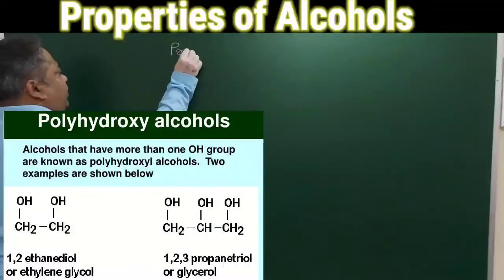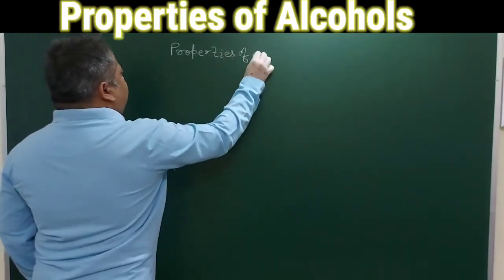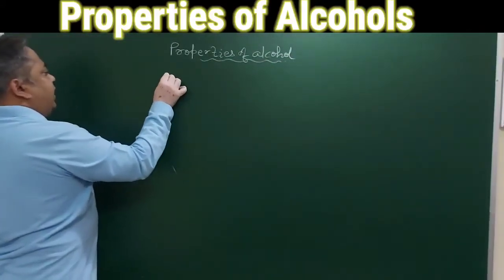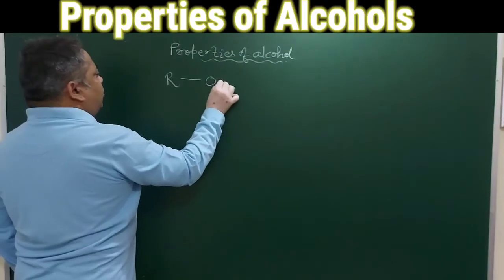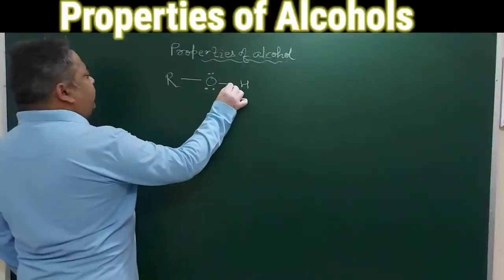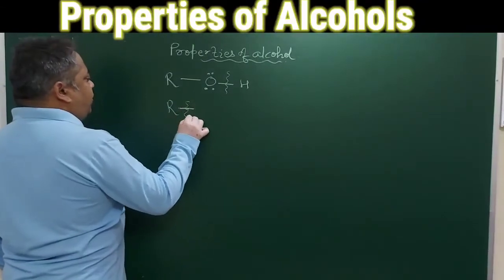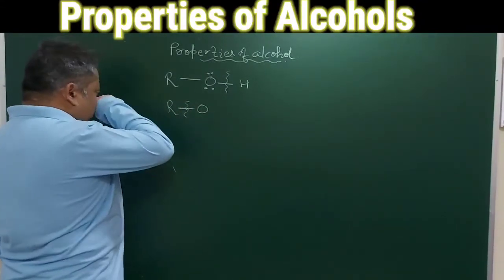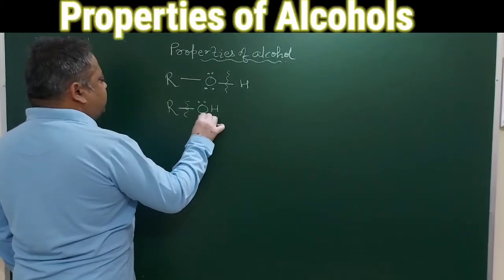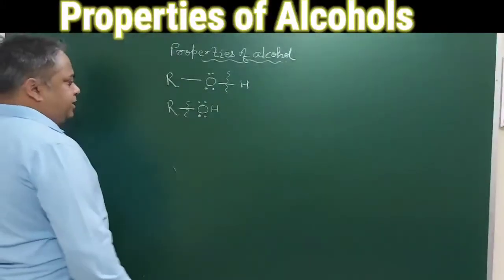Whenever we talk about properties in chemistry, we generally talk about chemical properties. Properties of alcohol. If I write any alkyl group as R, O, H, then it can show a reaction in which cleavage of the OH bond can take place or cleavage of the RO bond can take place. So we'll see a few reactions in which the OH bond will break and a few reactions in which the RO bond will break. Let us see.